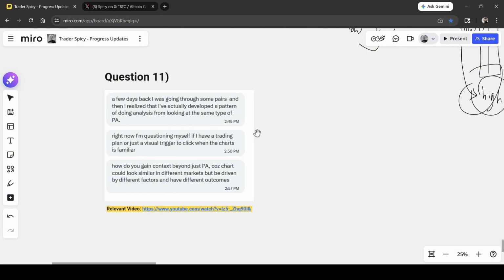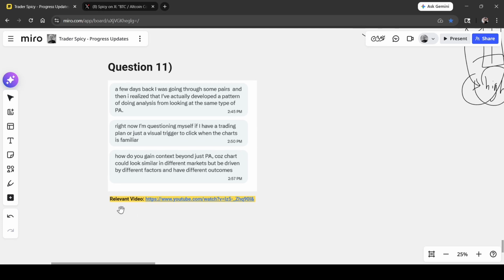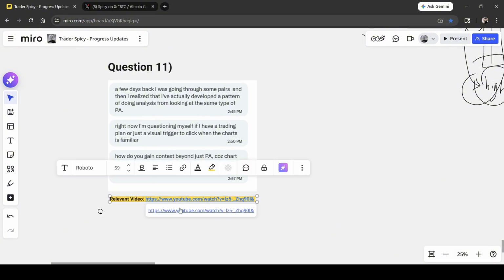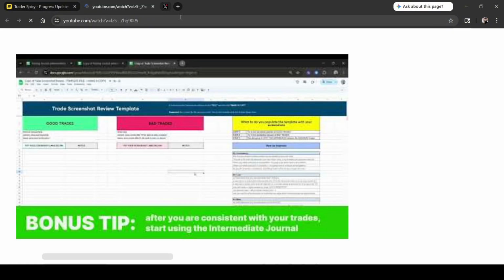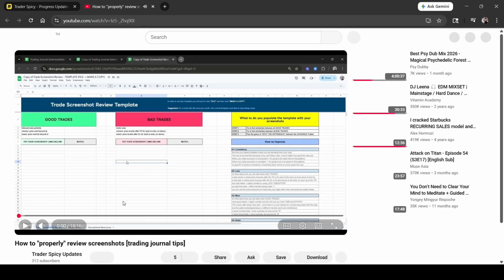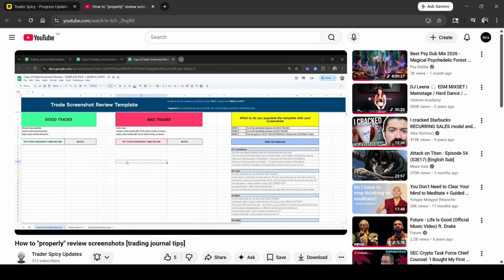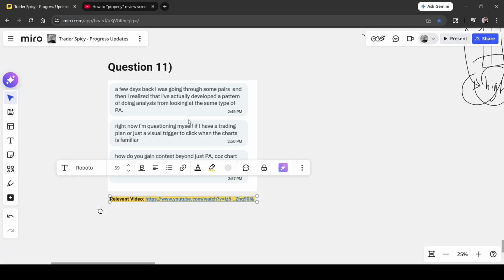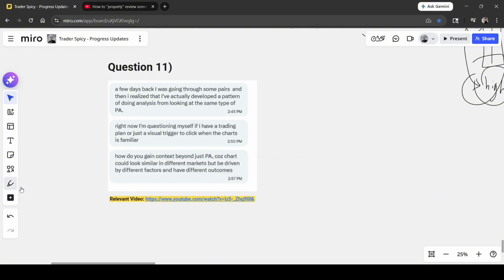Because the chart can look similar in lots of different markets, but could be driven by different factors and have different outcomes." I love this question, and here is the answer to it. So I've included here a video, and this video basically explains how to properly review trade screenshots. So let me explain.